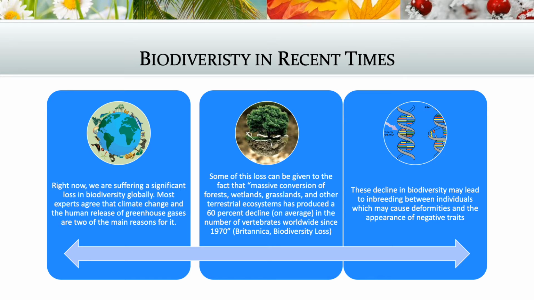We have elevated the average temperature of Earth by 1.5 degrees Celsius, which is a change that can be obtained in at least 500 years. This decline in biodiversity may lead to inbreeding between animals since the gene pool is reduced by the elimination of certain species. This may cause deformities and the appearances of negative traits may increase.